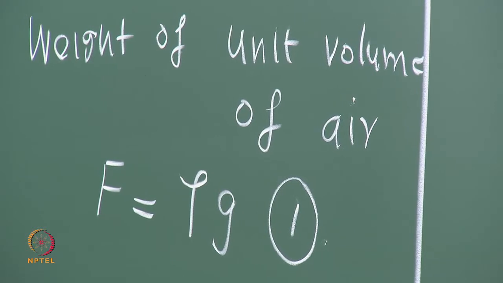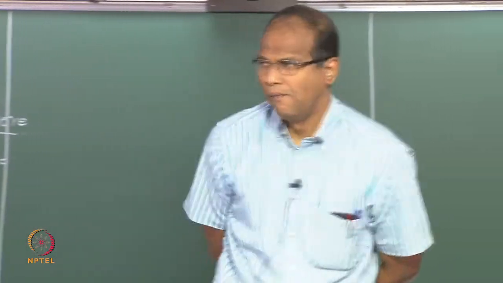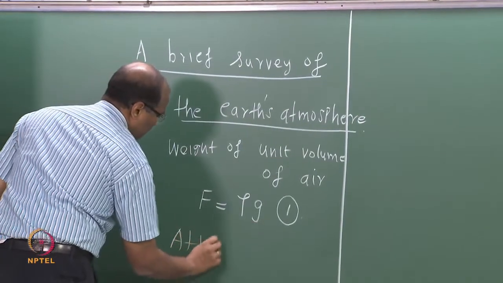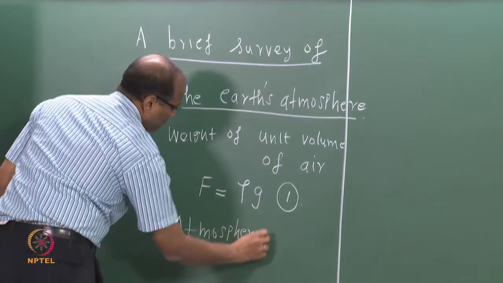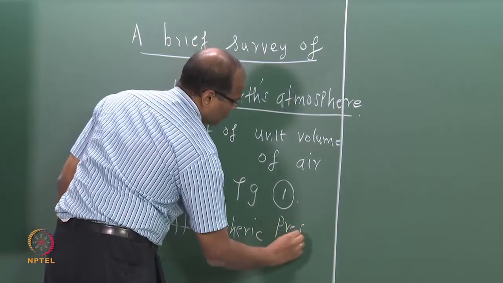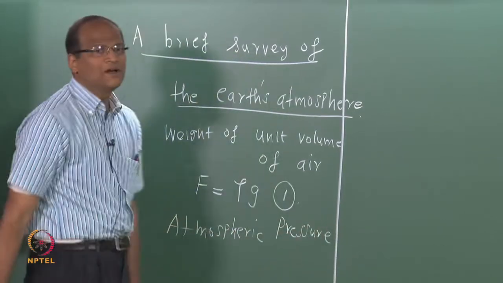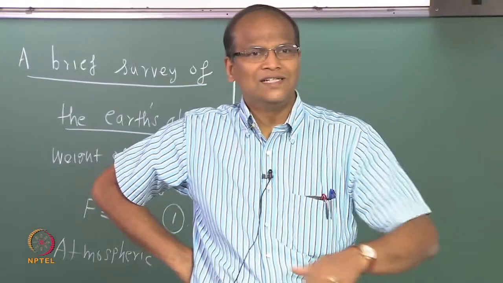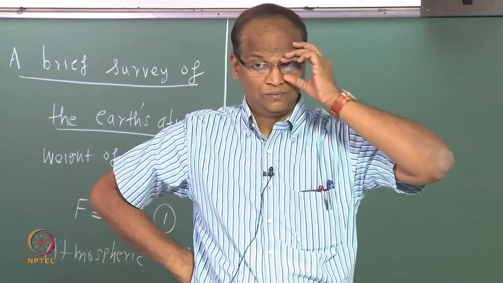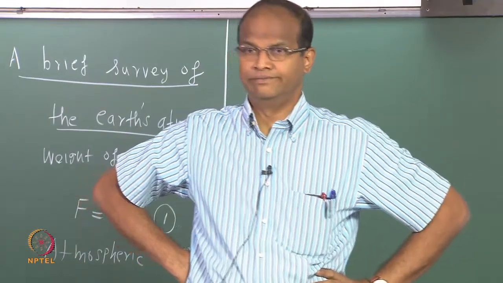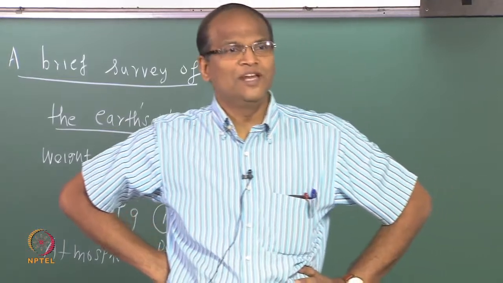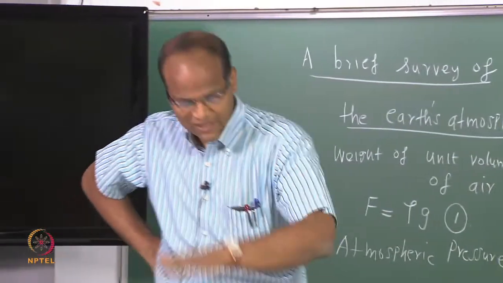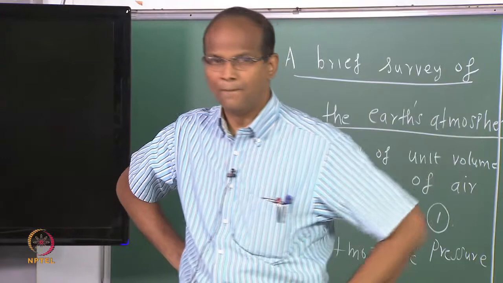All right. What will be the atmospheric pressure? Force per unit area. But this density is changing with height. The acceleration due to gravity may also change with height. So now give me a reasonable definition for pressure mathematically. The surface pressure, the pressure at the surface of the earth or the earth's atmosphere.